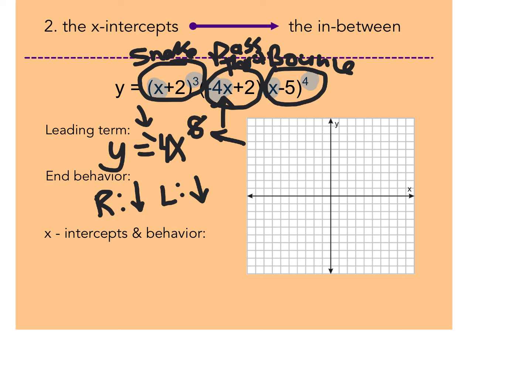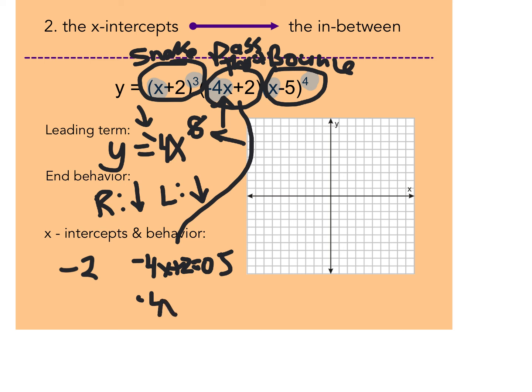Then I got to get the x-intercepts, though they are negative 2 and 5. Those are the two easy ones. What about this middle one? If you get stuck on that kind, just write negative 4x plus 2 equals 0 and solve it. Negative 4x equals negative 2. I'm just subtracting 2 from both sides. And now x equals negative 2 over negative 4, which is 2/4 or 1/2.